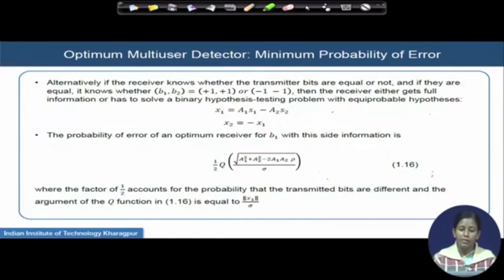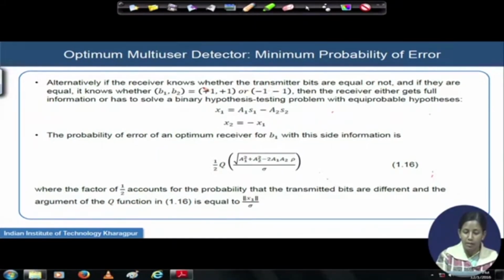Alternatively, the receiver knows whether the transmitted bits are equal or not. So, he does not know exactly what B2 transmitted, but he has some information which says whether the transmitted bits are equal or not equal. If they are equal, then the receiver knows whether B1 B2 is equal to +1 or -1. Then the receiver either gets the full information or has to solve a binary hypothesis testing problem given by this.